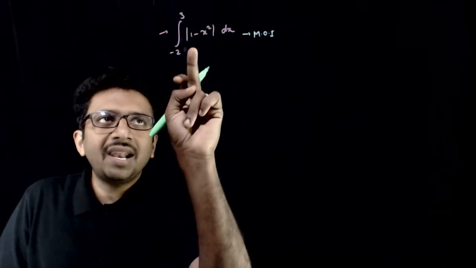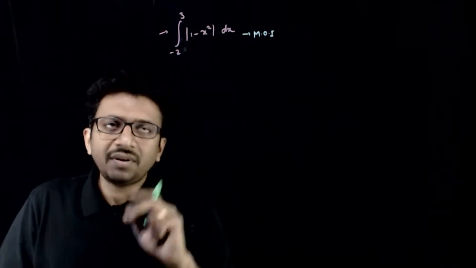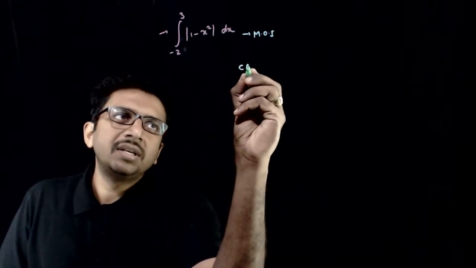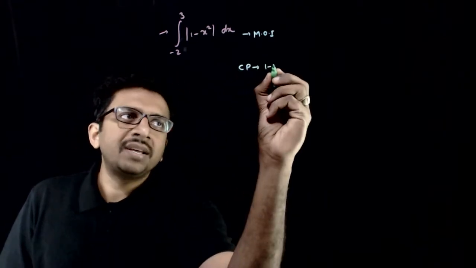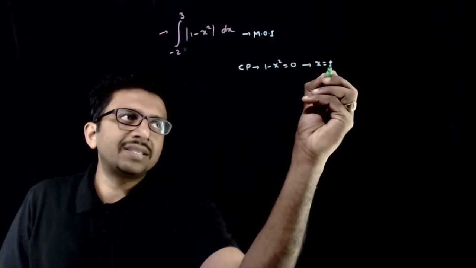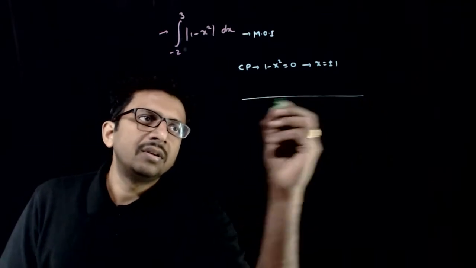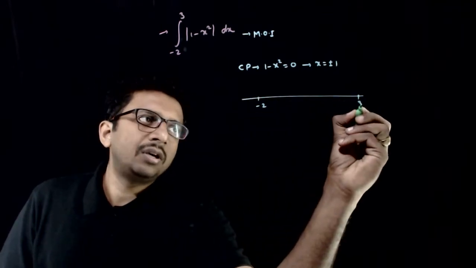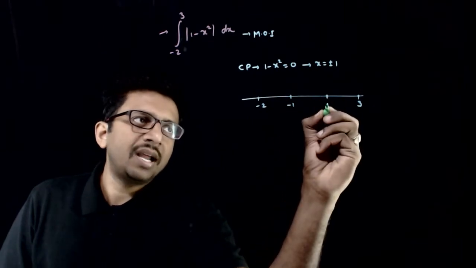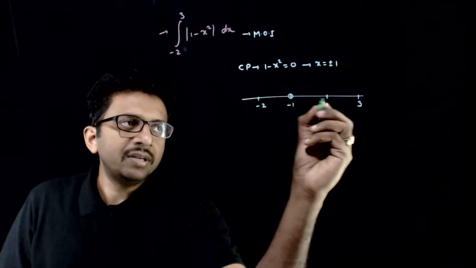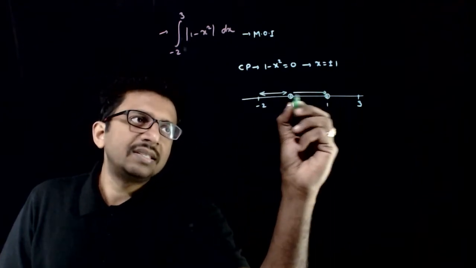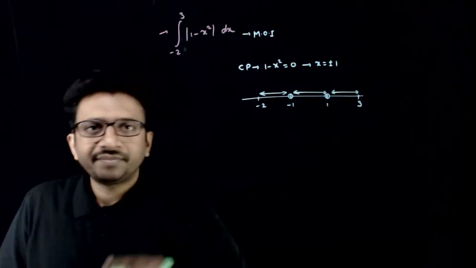Now let us first analyze where 1 minus x square is positive and where 1 minus x square is negative. To do that, first let us find the critical points. Critical points are the points where the expression inside mod is equal to 0. That is, x is equal to plus or minus 1. If you go from -2 to 3, in between you can see that you have -1 here and +1 here. So these are the critical points. So I divide the interval into 3 parts: first part, second part, and third part.